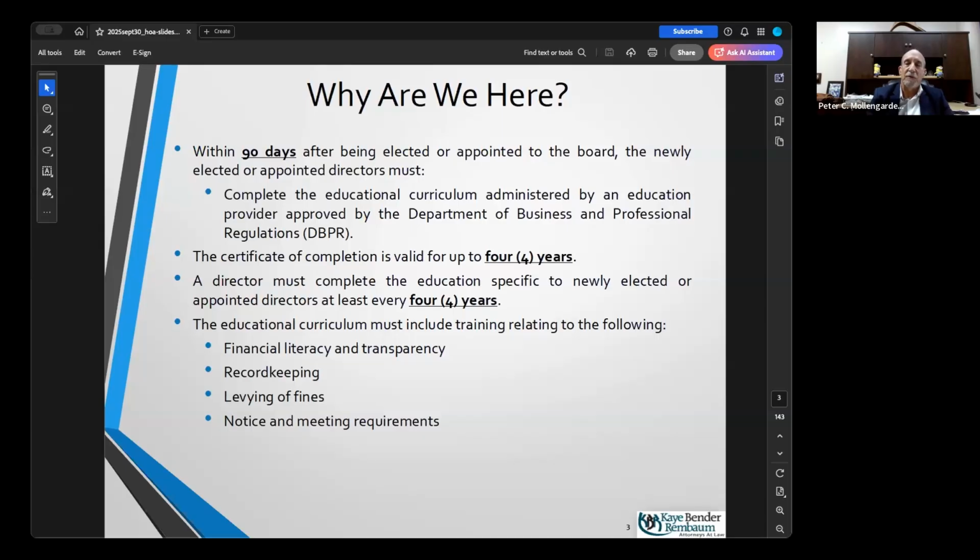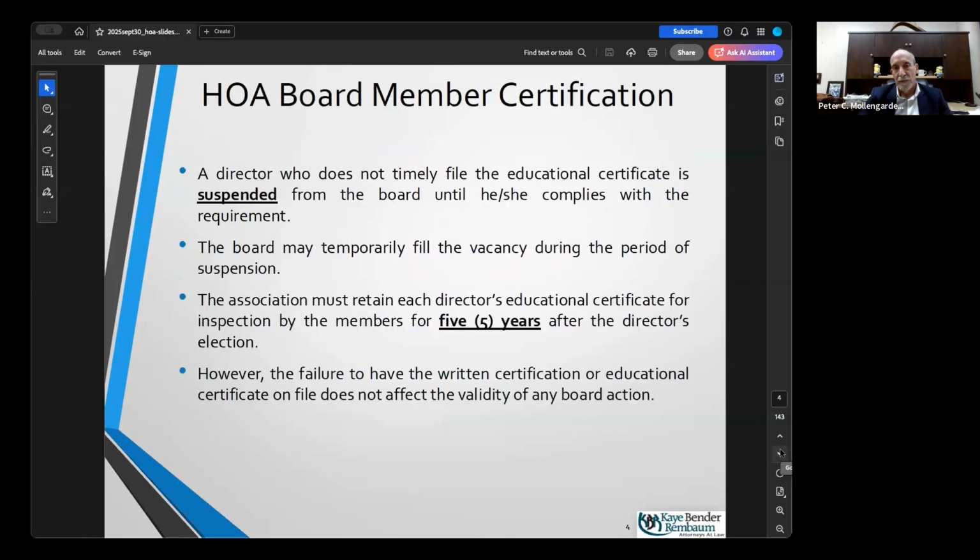Now, what we're covering today and what we're required to cover is financial literacy and transparency, record keeping, levying of fines, notice, and meetings requirements. Now, if a director does not timely fulfill their certification requirements, then that director is suspended, not permanently removed, but suspended from the board until he or she complies with that certification requirement. In the meantime, the board can temporarily fill that vacancy by appointing someone until the suspended person has fulfilled the requirements.